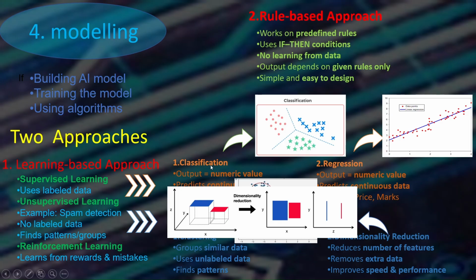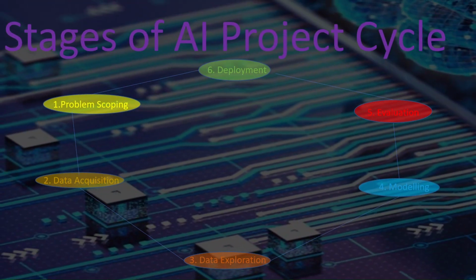It doesn't work on large sets of data. There is no learning from data. In the learning based approach, the model learns, be it supervised, unsupervised, or reinforcement. These three learn through their mistakes. But in rule based, it doesn't learn, and the output depends on the given rules. It's simple and easy to design. Limited coding is required to make this rule based approach. So this is what modeling is.